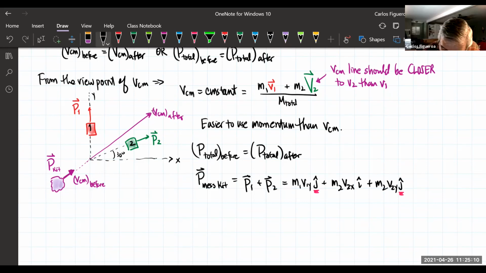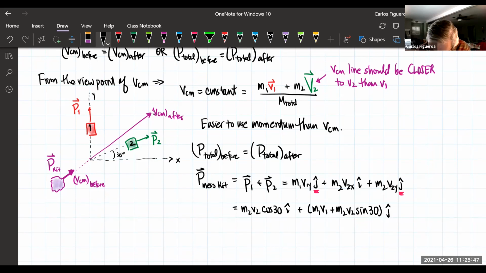So then if I look at this thing here, since I know that the angle is 30 and it's measured relative to the horizontal axis, I then could come in and write this as m2 v2 cosine of 30 in the i direction. Then I'm going to combine the two j directions, which will give me, look at this, m1 v1, that's only in the j, so that's 90 degrees, so it only has one y component. Then I'm going to get m2 v2 sine of 30 in the j direction.